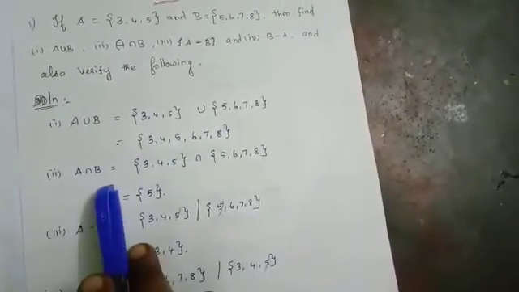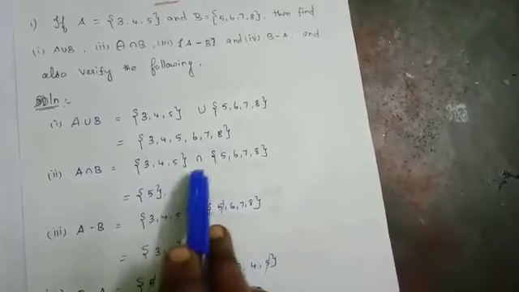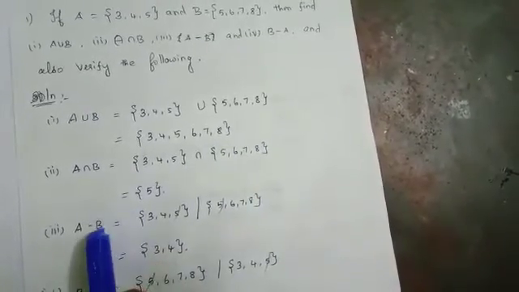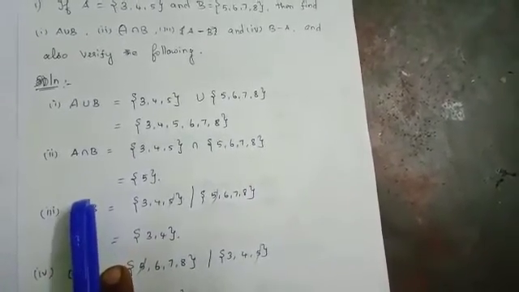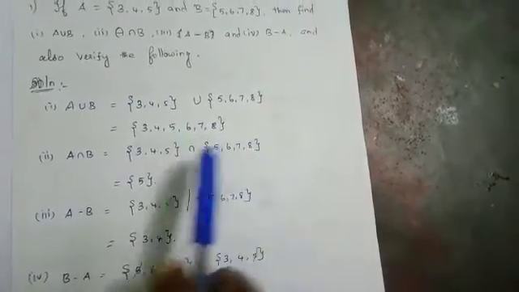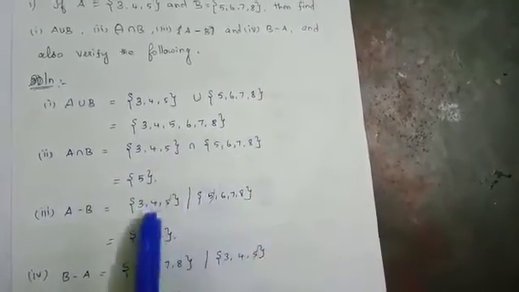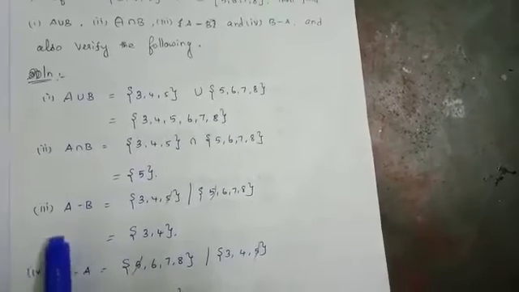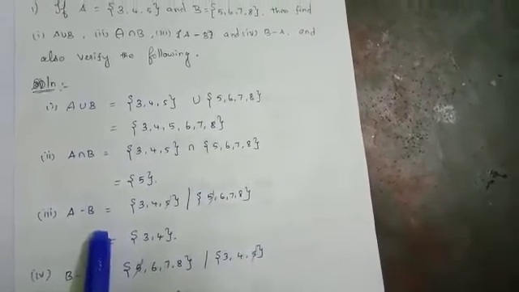The next one, A intersection B. First you write the A set intersection B set is equal to. Intersection means only the common elements. So common to both sets means only the 5 is common. So the answer is 5.